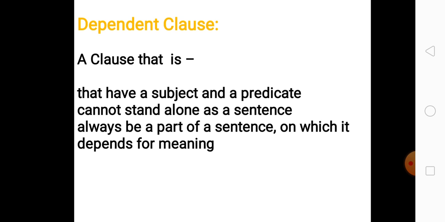So this is just an introduction, or you can say we have revised the clauses in order to understand the chapter that we'll be dealing with.